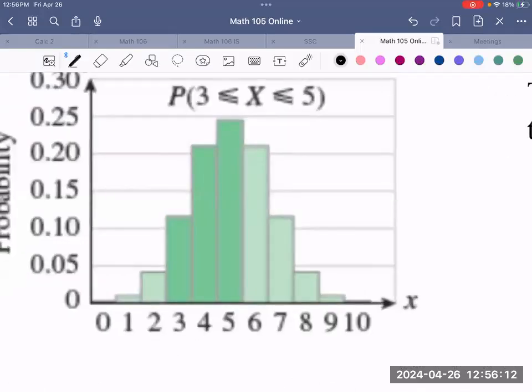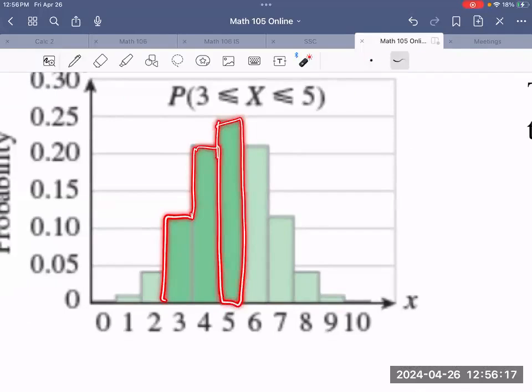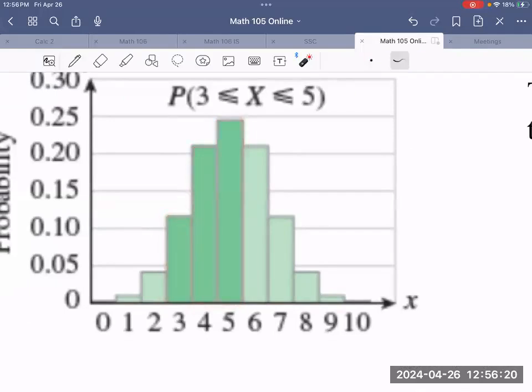So if we are interested in these ones in darker green, these are the rectangles that we're interested in. And if we're looking at the area of a rectangle, we're doing base times height, your base being 1 unit wide. So we're really interested in the height. To the best of your ability, can you estimate the height of each of these bars? Well, perhaps this first one is 0.12, and then maybe this one is 0.21, and then maybe this one is 0.24.